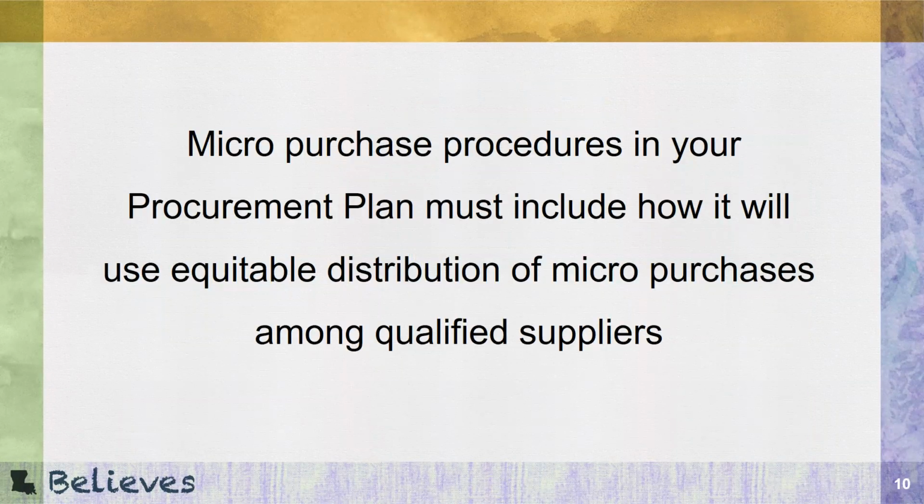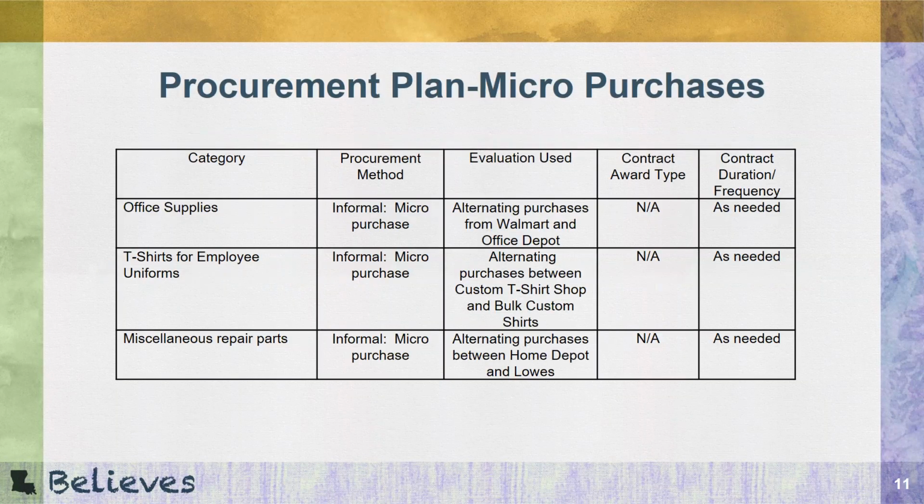You can see this is the sample chart that's in the procurement plan. The micro purchase procedures must include how you plan to equitably distribute the micro purchases amongst qualified suppliers. So let's look at the samples. As you can see on this chart, this SFA is going to have 3 types of micro purchases, and under evaluation used, they are stating who they are going to alternate purchases with.